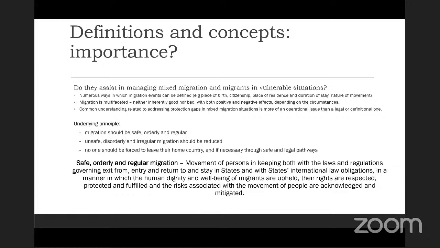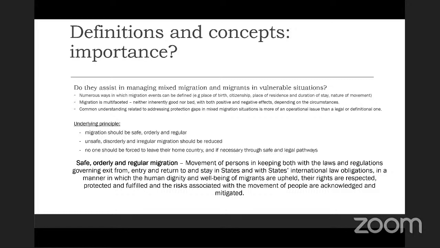Because we've identified that a lot of the flows are people who are arriving in mixed migration flows, irregular in that sense, and they are in vulnerable situations. I think it's much agreed that migration events can be defined in different ways. You can look at the citizenship of somebody, the place of residence, the duration of stay, or the nature of the movement, as we've discussed. We've also seen that migration can have different faces. Therefore, we can't say that it's good or bad, positive or negative, but that it really depends on the circumstances.